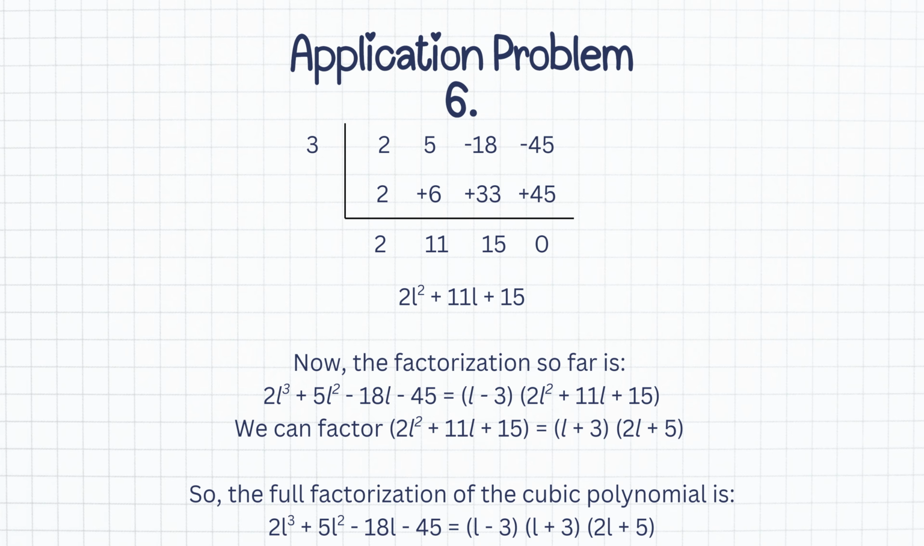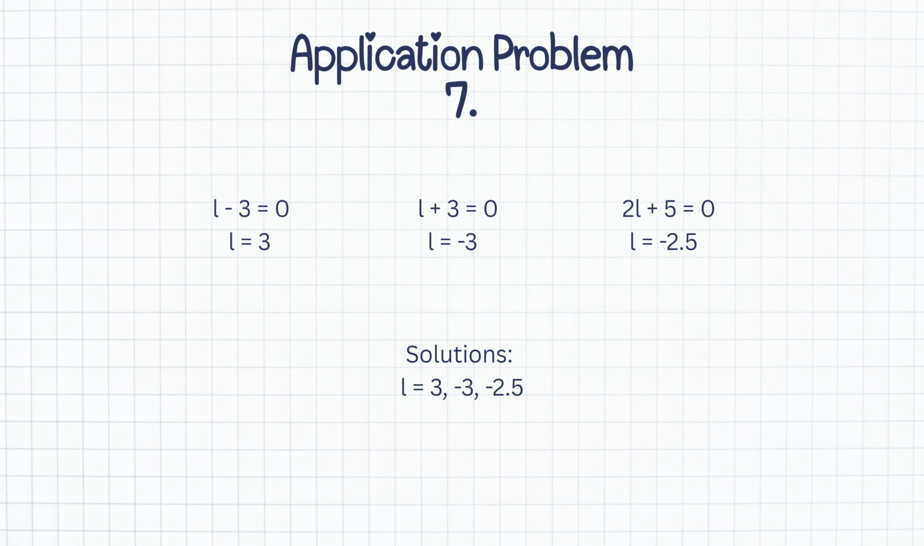Next, we will divide the polynomial by L minus 3 using synthetic division to find the remaining factors. The remainder will equal 0, so we will be left with a quadratic, 2L squared plus 11L plus 15, which can be further factored into L plus 3 times 2L plus 5. Combining our other factor L minus 3, we have the full factorization of the cubic polynomial. Next, we solve each factor using the zero product property, and we find that the three solutions are L equals 3, negative 3, and negative 2.5.